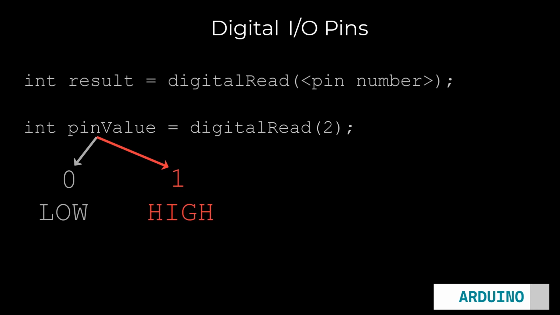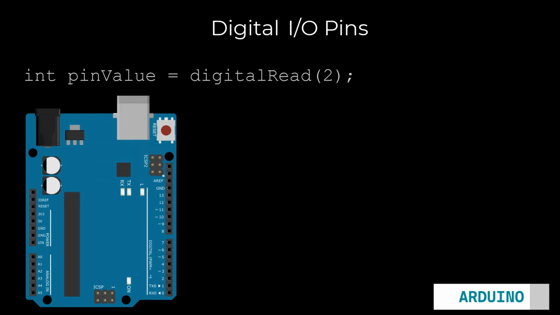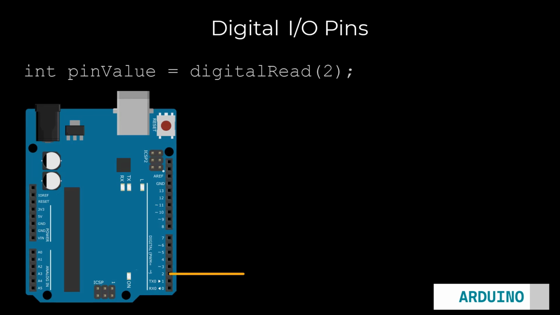Generally speaking, a low reading is 0 volts, but the reality is low will be read for any voltage less than half the high voltage. Similarly, reading high means reading greater than half the high voltage. For example, if the pin is connected to a voltage of 1 volt, we will read low. If we read 3 volts, we're over half the 5 volts, so we'll read high.